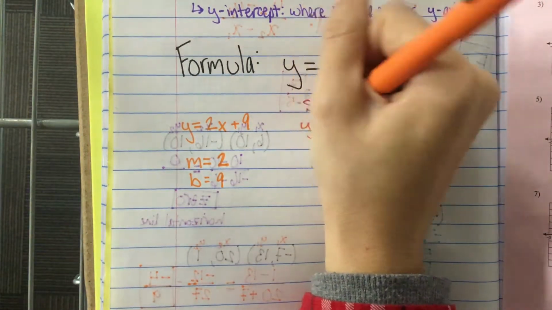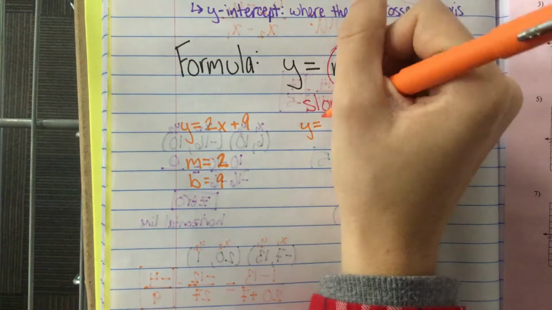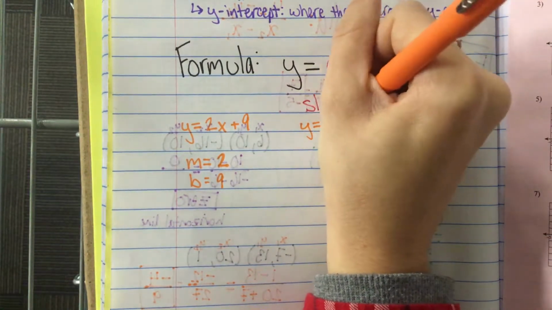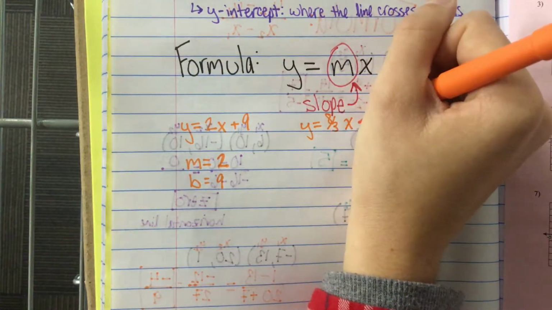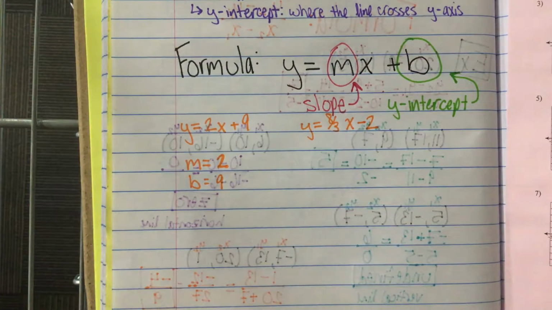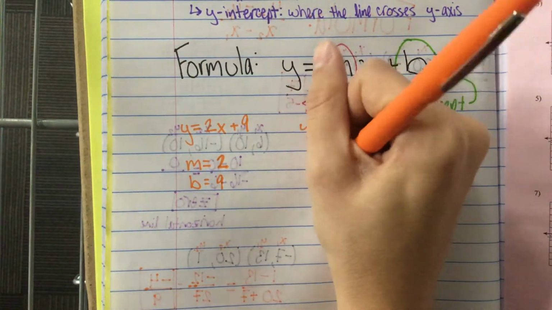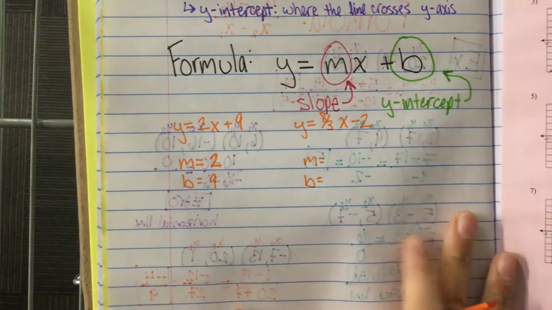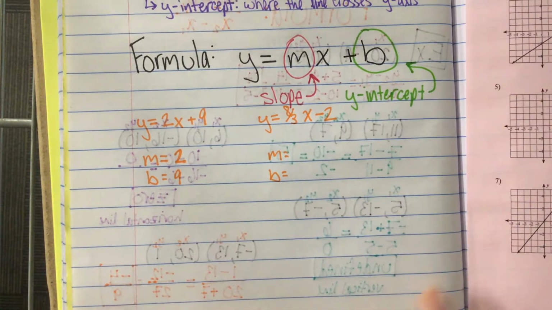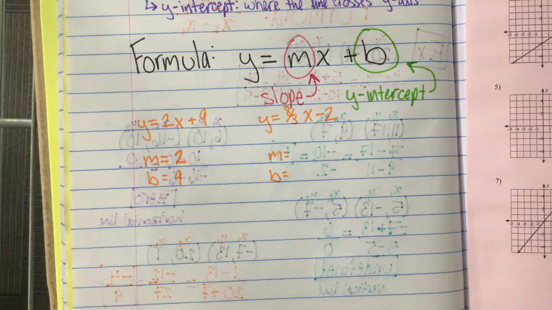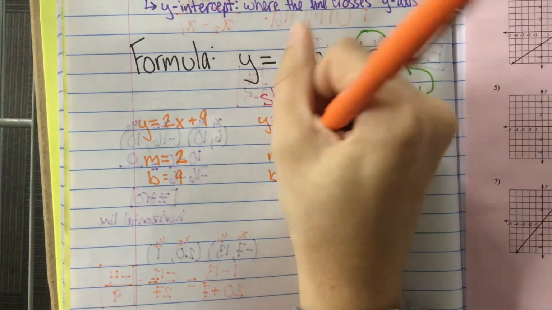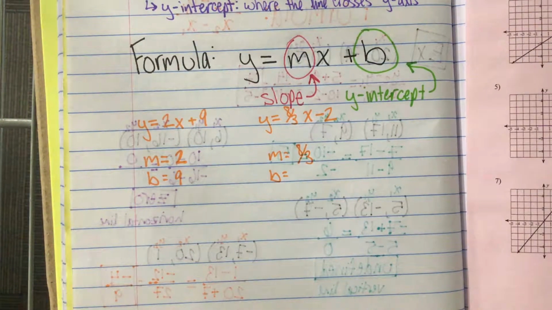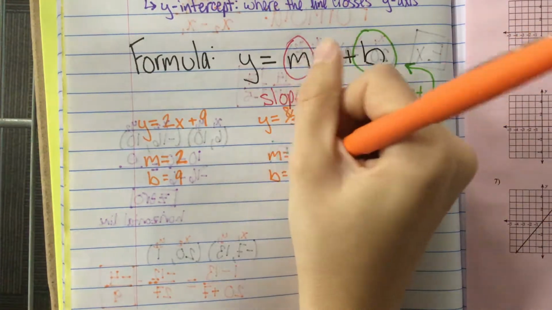Try another one. Y equals 8/3 x minus 2. Identify your slope, identify your y-intercept. M, what's our slope? 8/3. What's our y-intercept? Where does this line cross the y-axis? -2. Good catch.